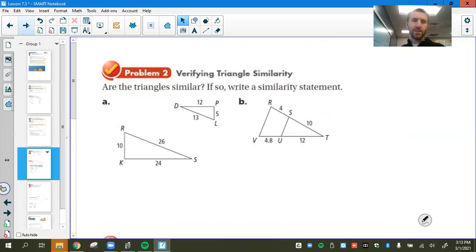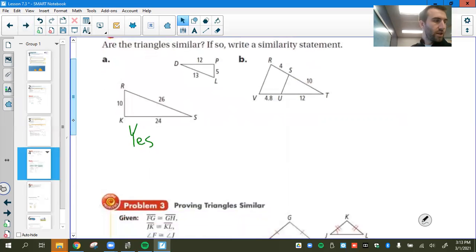Are the triangles similar? Yes or no? If so, write a similarity statement. So first one, we have 24 and 12, 10 and 5, 13 and 26. Yes, they are. Why? Well, let's write out that similarity statement.